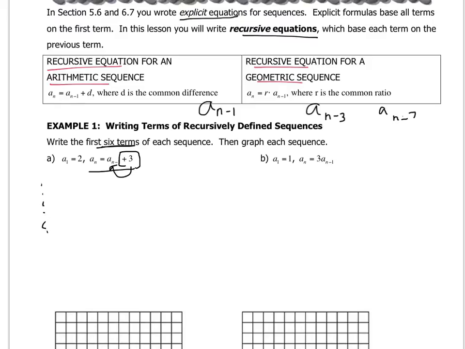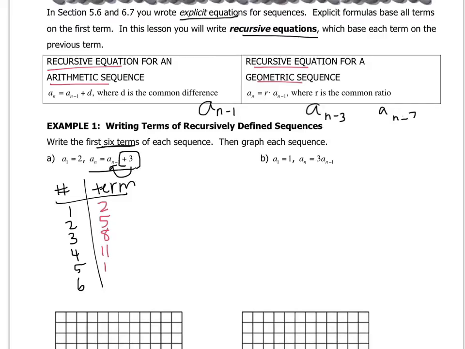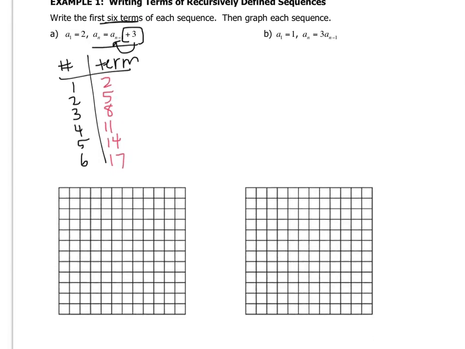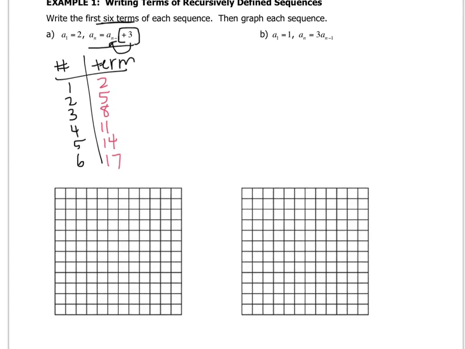So I'll just rewrite those. I'll do number and term. 1, 2, 3, 4, 5, 6. And my terms were 2, 5, 8, 11, 14, 17. So can you please pause the video and graph letter A down here?